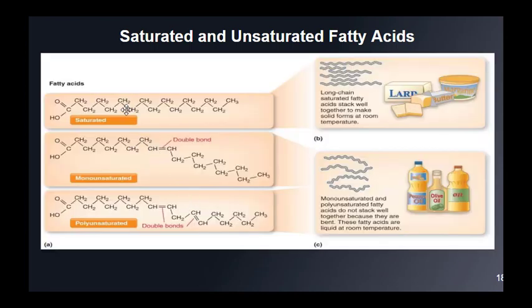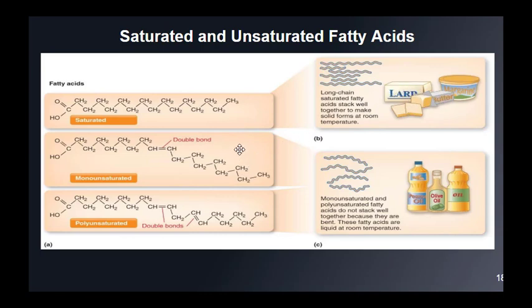So here we can see a saturated fat, saturated carbons. It's a straight molecule. Molecules will stack up closely together, and that'll form a solid at room temperature. So things like the butter and then the lard.